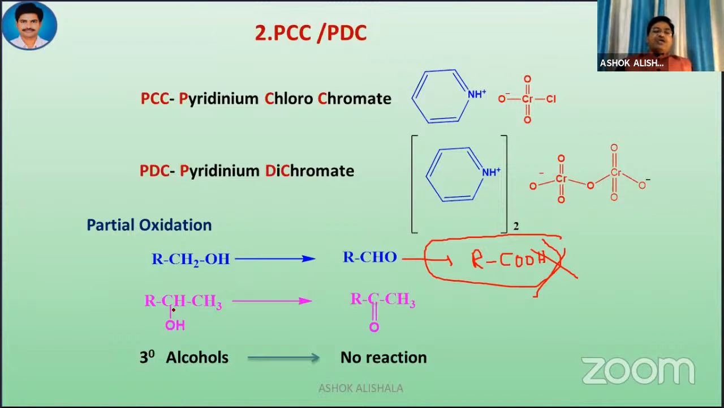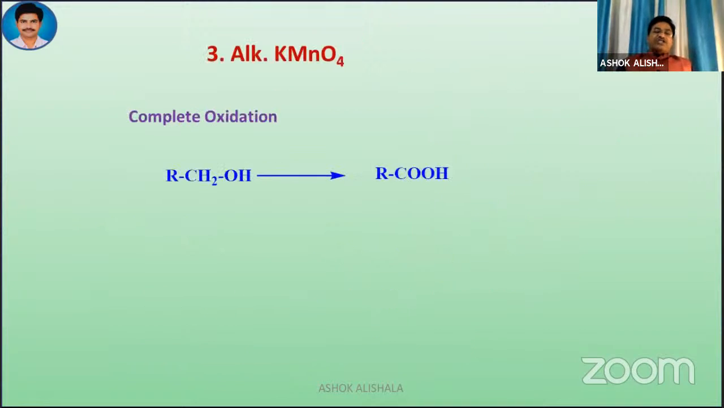Similarly, if you take a secondary alcohol, you will get the ketone. If you take a primary alcohol, it will convert into the aldehyde. Whereas if you use a tertiary alcohol, there is no action of PCC or PDC. You have to remember this. It only acts on either primary alcohols or secondary alcohols. They are converted into aldehydes or ketones respectively. But when treated with tertiary alcohols, they do not have any reaction.